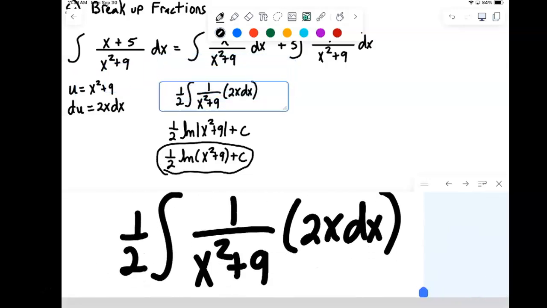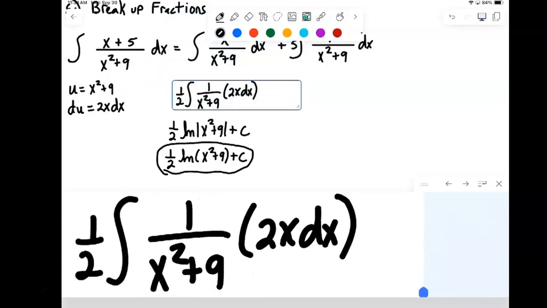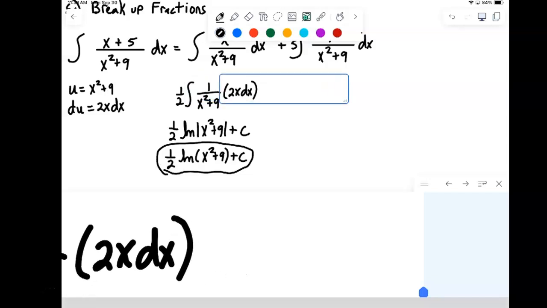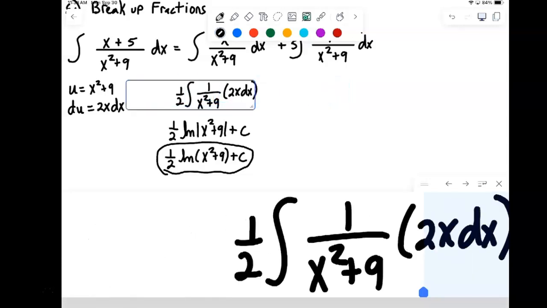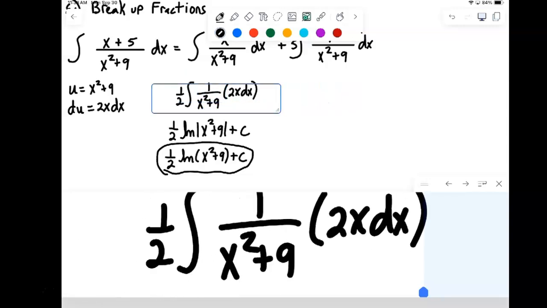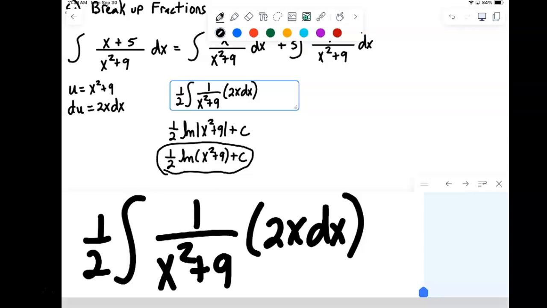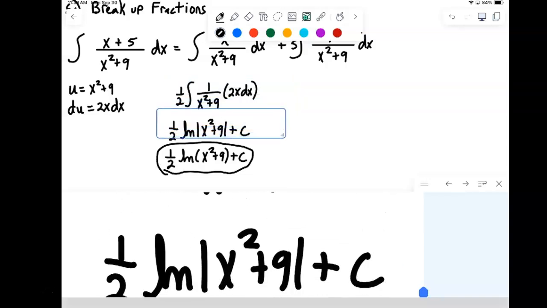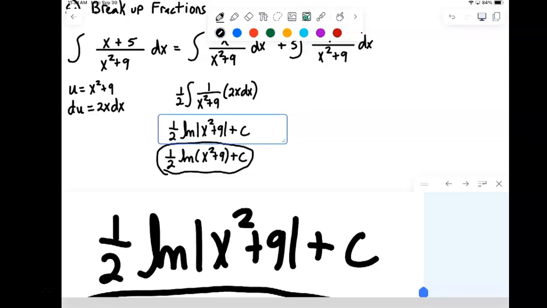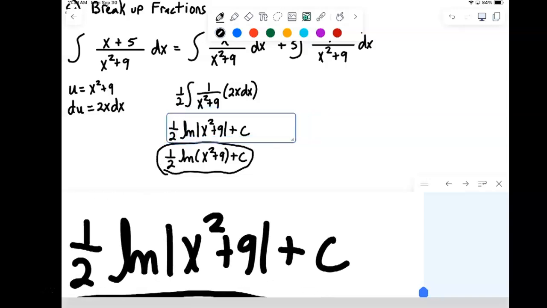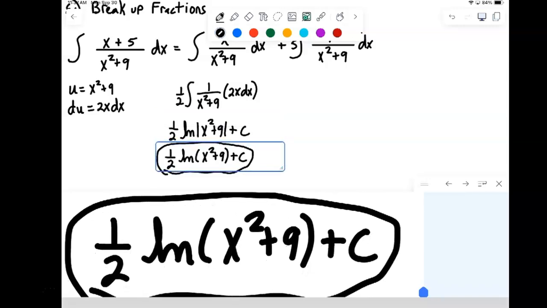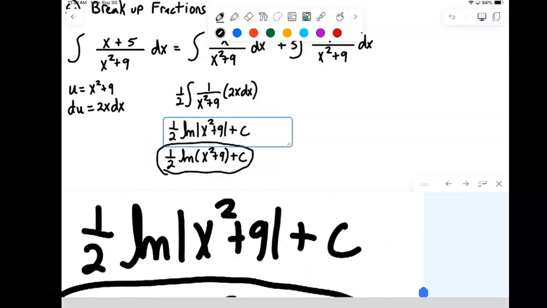So we set it up so that I have 1 over u du. I did that by putting the 2 with the dx that I needed, the 2x dx that was called for. So I also divide by the 1/2 on the outside. I can then carry the substitution through, 1 over u du. That would become ln of u. So I convert it back to x here. I got 1/2 ln absolute value of x squared plus 9 plus a constant. But because x squared plus 9 is always positive, I drop it. And I get the answer for that first half.